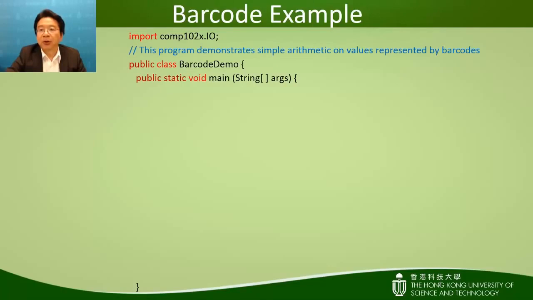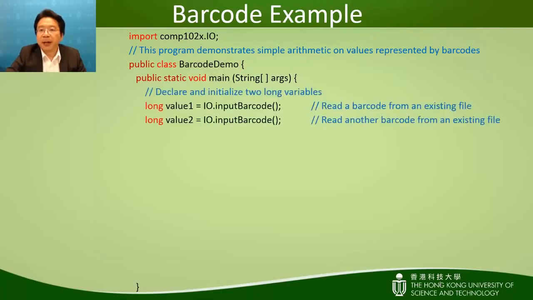Like before, the program is given a class name, in this case, BarcodeDemo. Main is the entry point to the program. The first part of the body of the program accepts two barcodes as input using the method inputBarcode from the IO class. You will see later in the demo of the program that instead of entering numbers using a keyboard, the user will be asked to select a barcode image which represents some number from an existing file. The number would then be decoded and assigned to the variables value1 and value2.